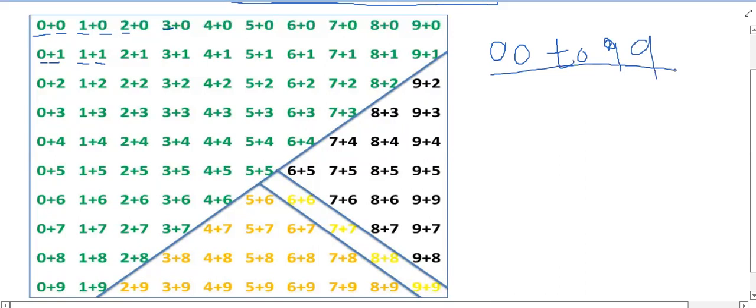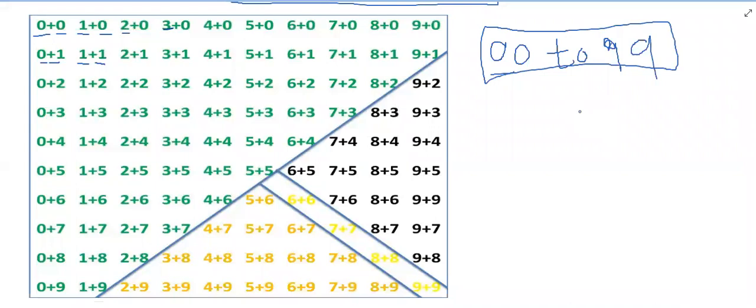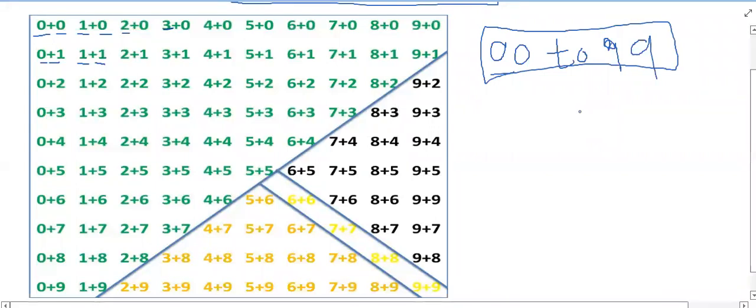Sir, around 1 lakh. No. 0 to 99, how many combinations? I'm asking. 0 to 99 means how many total combinations? 100. Yes or no? 100 combinations are presented here in this box.